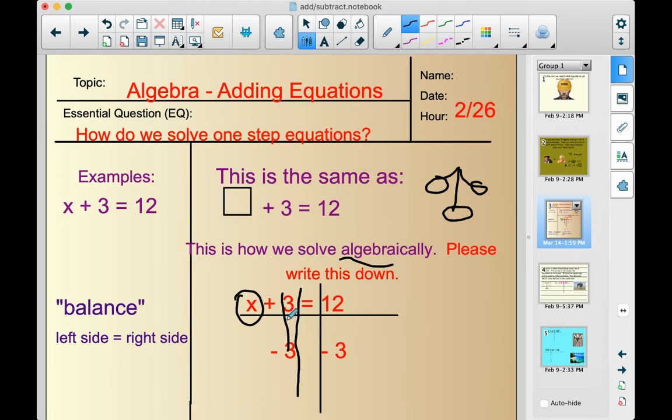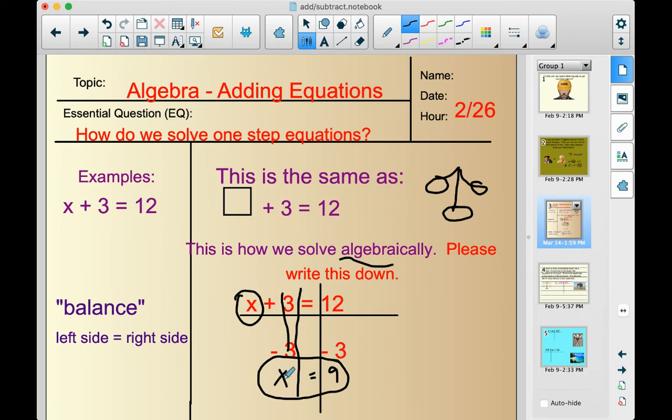Okay, so what happens to this equation when I do that? Well, the plus 3 and the minus 3 cancel out, and they leave x all by itself, which is what we want. Okay, the equal sign is going to carry down because it's still equal. Do the same thing to both sides. On this side, 12 minus 3, I can do that. 12 minus 3 is 9. Okay, so when I subtract 3 from both sides, I get x equals 9.